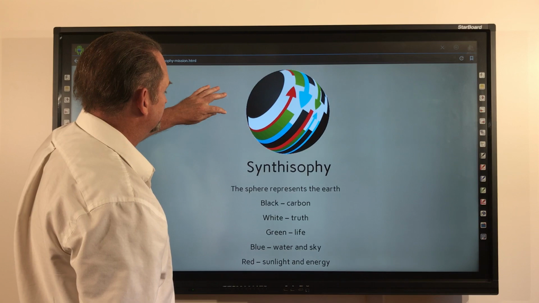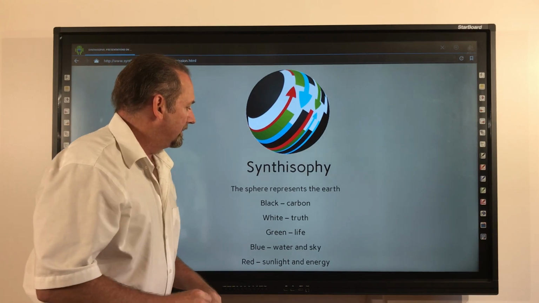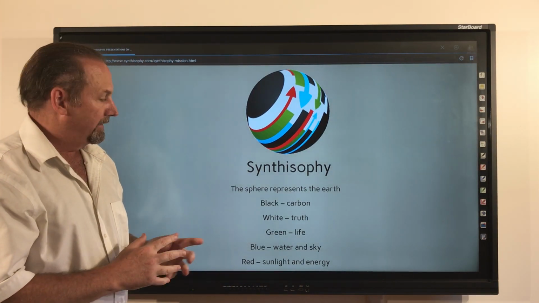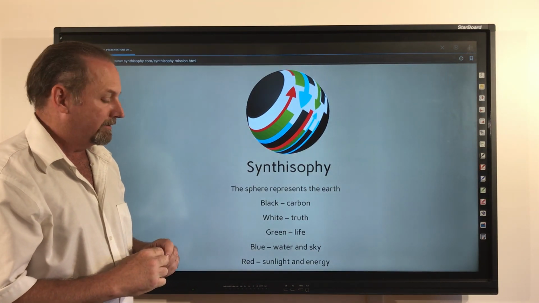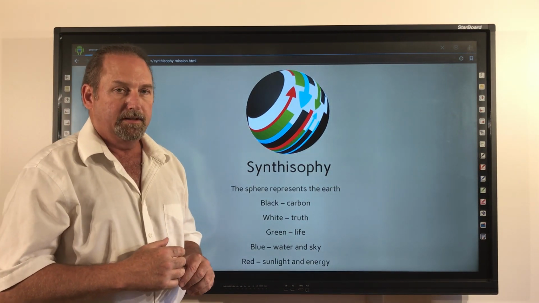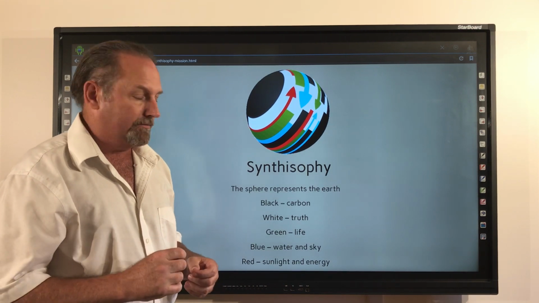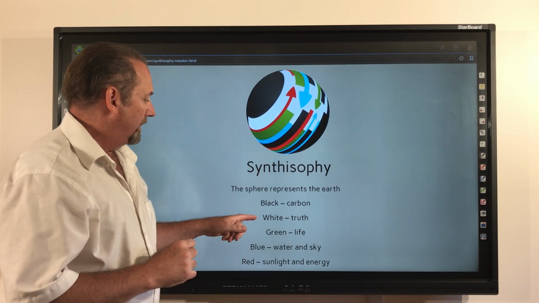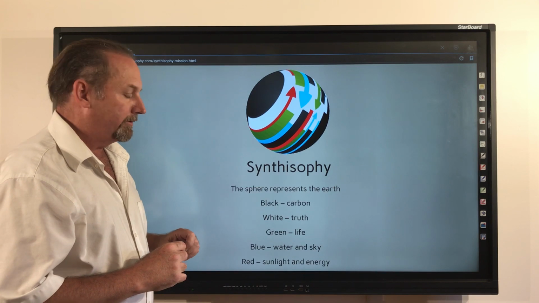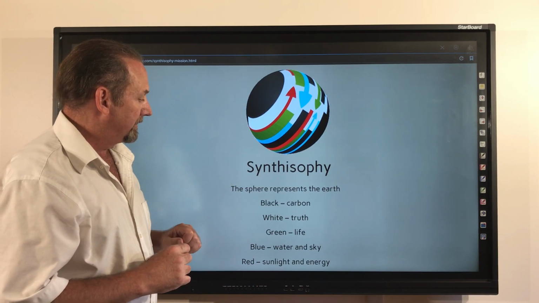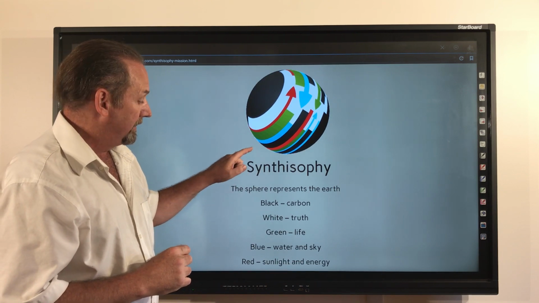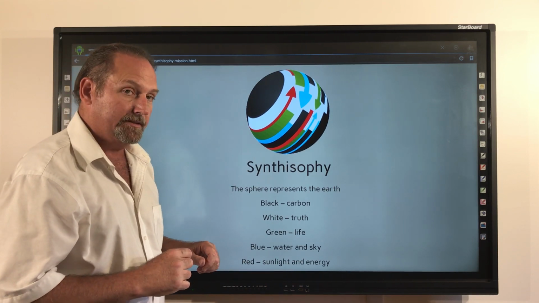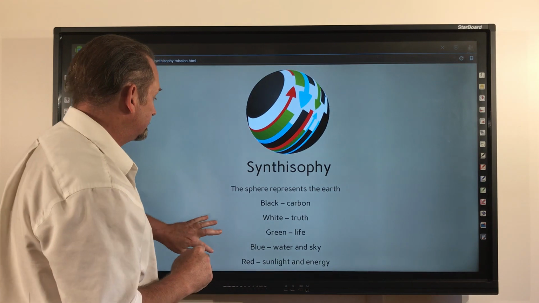Here's the symbol. In this symbol, the sphere represents the Earth. Black represents carbon. Carbon is considered the living atom. White represents truth. Green represents life. Blue represents water and sky. And red represents sunlight and energy.